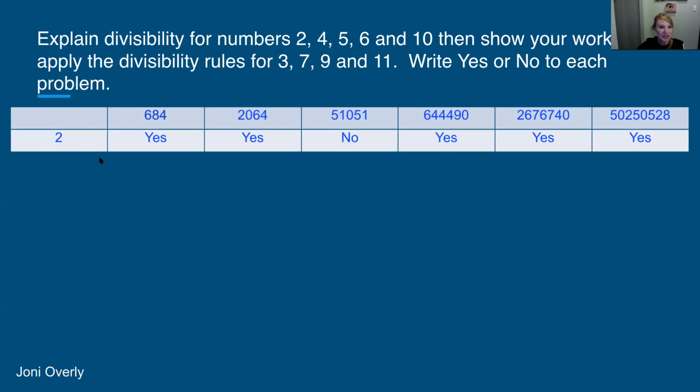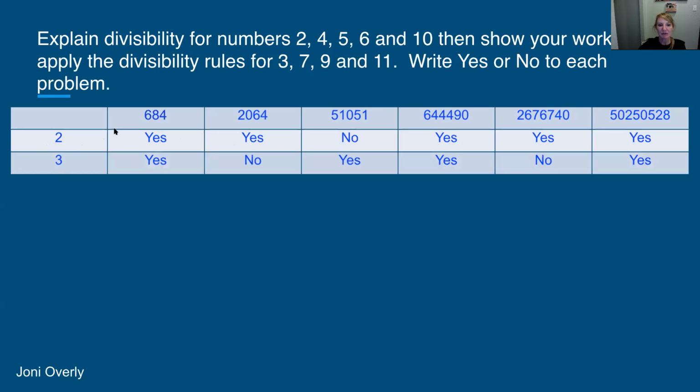Next, to check whether 3 is a divisor of 684, according to the table, 3 is a divisor if the sum of the digits is divisible by 3. So basically, we will just add these numbers up. The sum of 6 plus 8 plus 4 is 18. So that's going to be divisible by 3. And next, 2064.